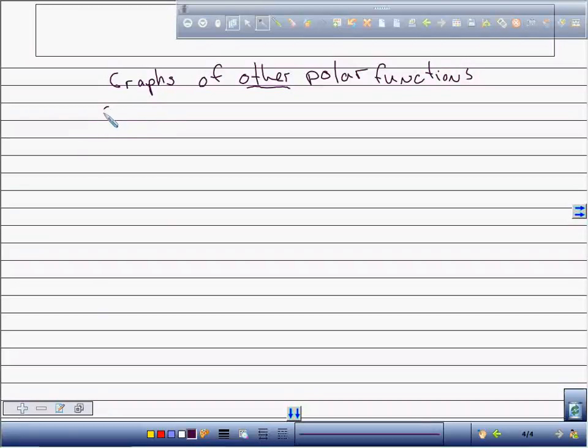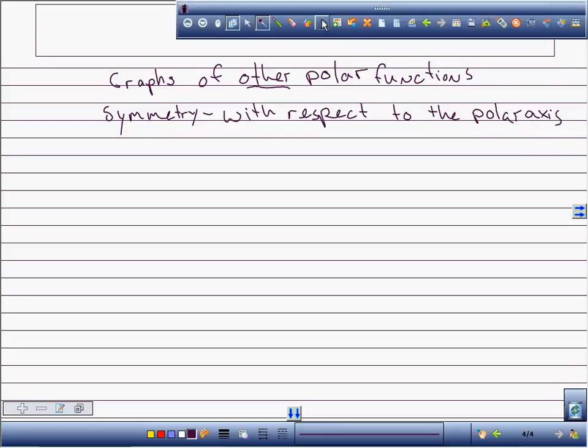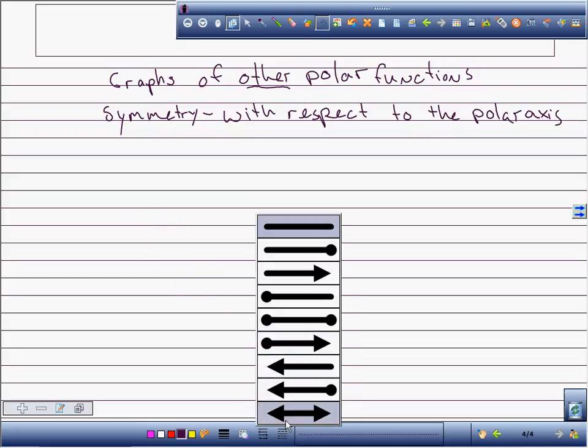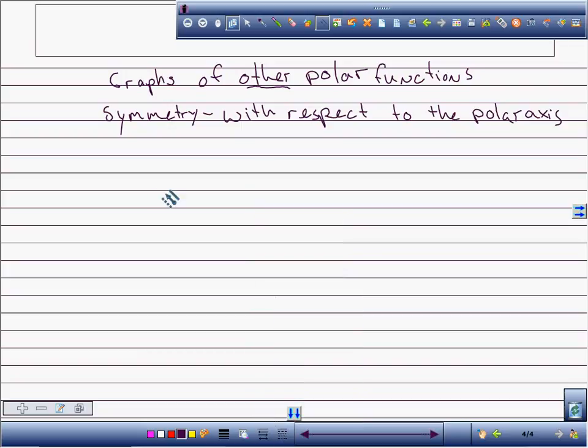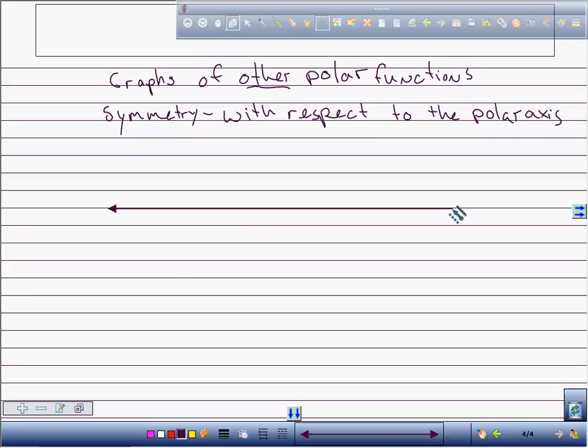So here are some rules about symmetry. Symmetry with respect to the polar axis. And the polar axis is the same as the x-axis. So if I have some line, let's see what this is going to draw here. So here's my polar axis, and this is called the pi over 2 axis.